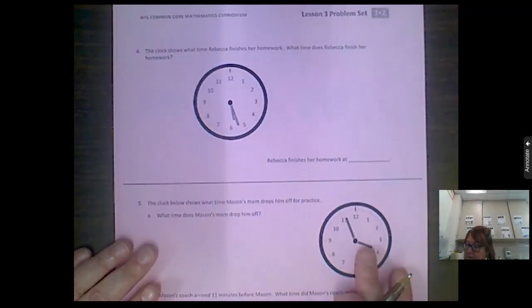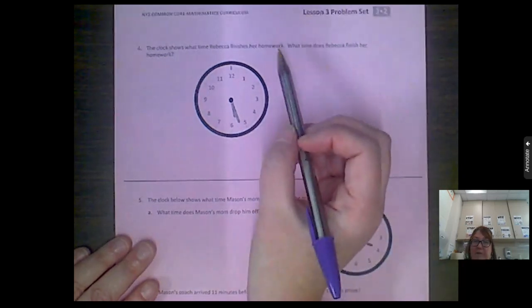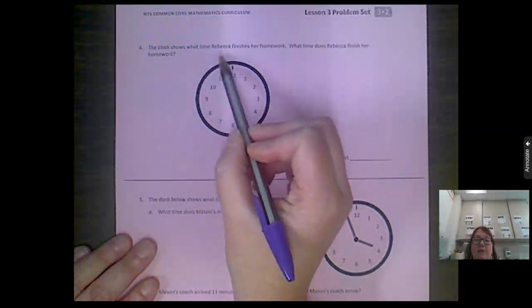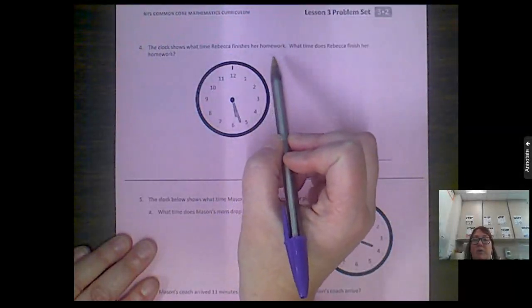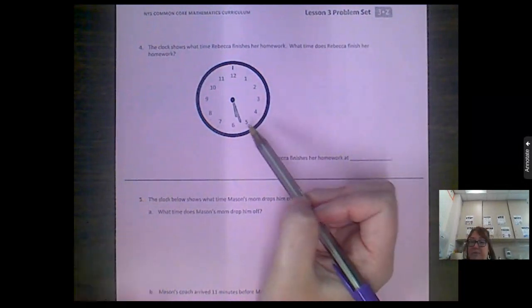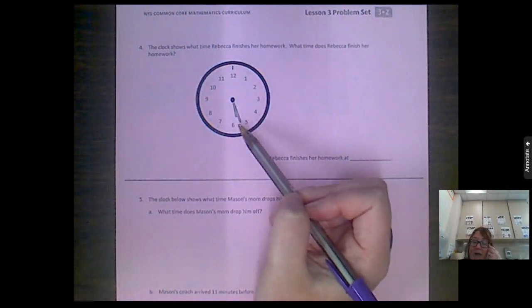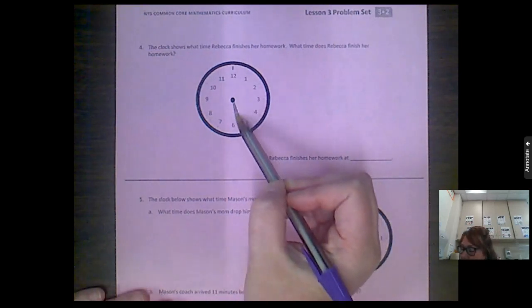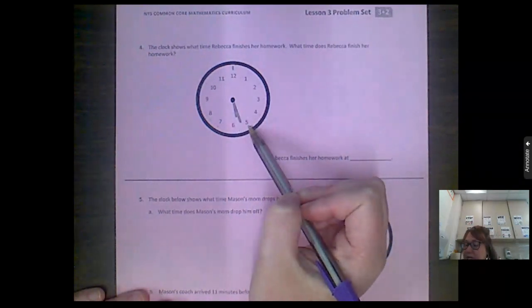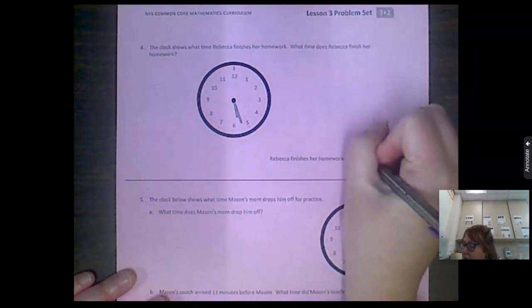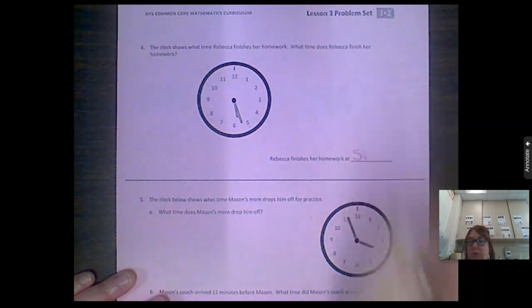Okay? On number 4, will you read this with me? Okay. The clock shows what time Rebecca finishes her homework. What time does Rebecca finish her homework? So if we look at the shorthand, my minute hand and my hour hand are very close together, but we can see that here's our hour hand right here, and it's between the 5 and the 6. So if it's between the 5 and the 6, what time would it be? It would still be 5, right? So if we're not to the 6, so I can do 5, and then I can put my colon, right?